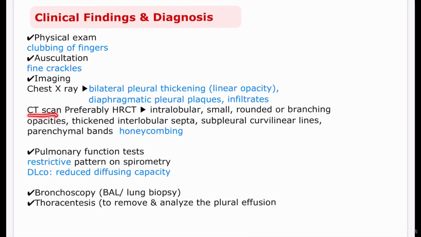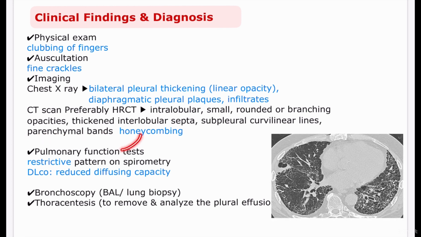CT scan has better sensitivity, and preferably we should take high-resolution CT. And we can see intralobular, small, rounded or branching opacities. And also remember that there will be thickened interlobular septa because of inflammation in the septa, and subpleural curvilinear lines, and parenchymal bands. And in the advanced disease, we can see honeycombing pattern.